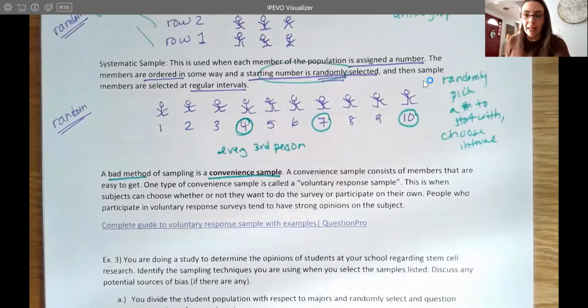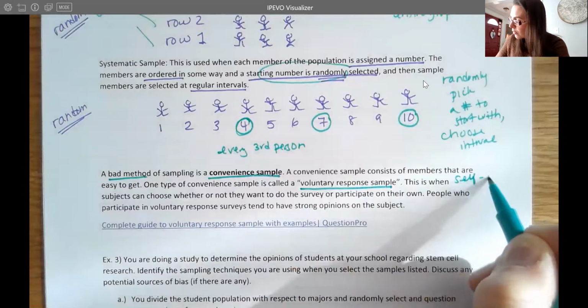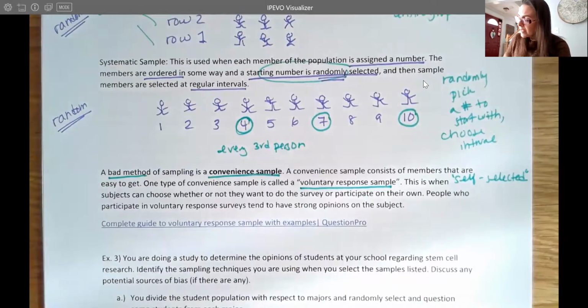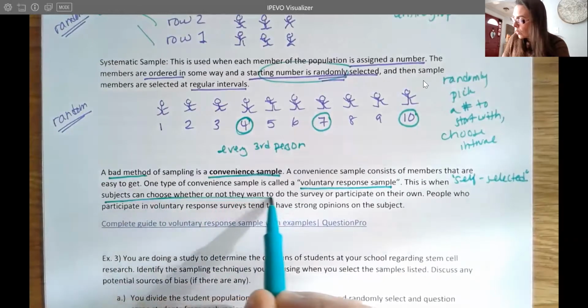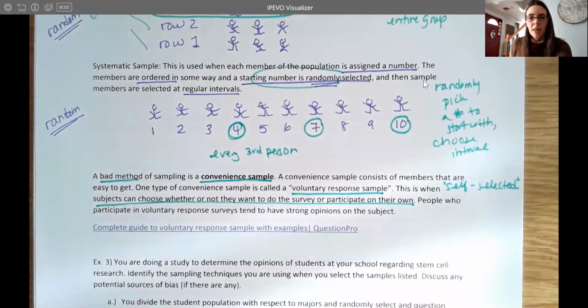Another thing that is a bad convenience sample, although your book doesn't talk about it, so it's important, I wanted to bring it up here because it's something you should know. These are called voluntary response samples, or you can also call them self-selected samples. That's when subjects can choose whether or not they want to do the survey or participate on their own. Now, that's a little bit different than getting a phone call, let's say on your cell phone, and being asked to participate in a survey because you were likely randomly selected, right? So you always have the choice to say no, you don't want to participate.